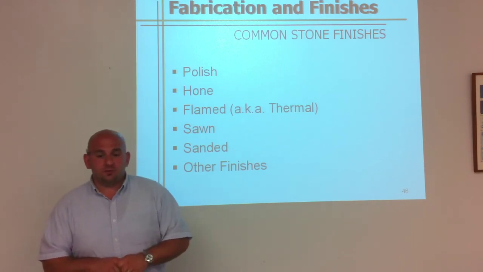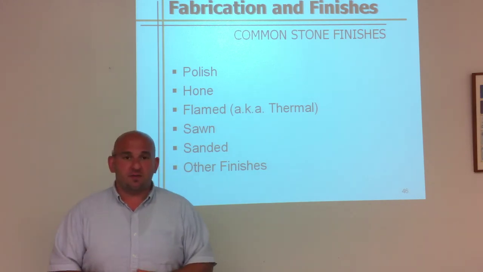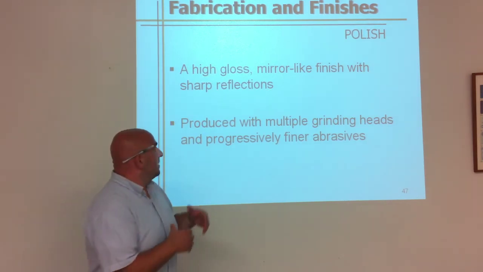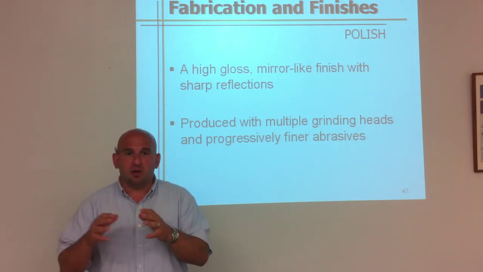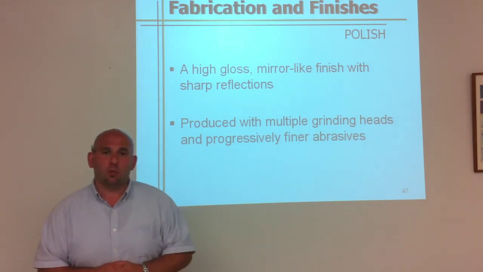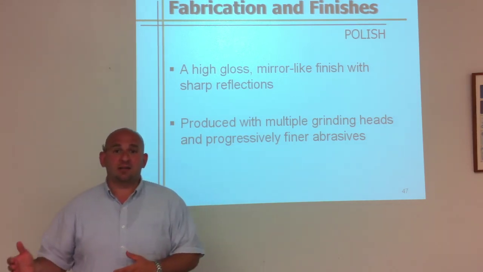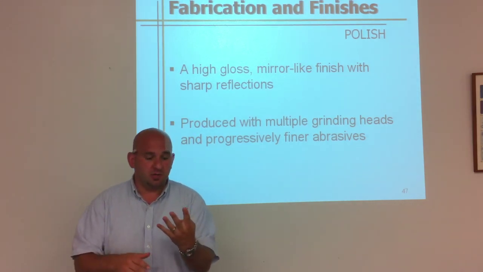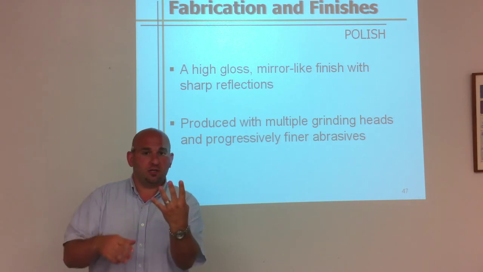Some of the common finishes to stone are polished, honed, flamed or thermal, sawn, sanded, and then there's many other finishes. We're going to talk about a few of the more common ones, like polished, which is basically a high mirror-like finish with sharp reflections. Basically, how this is achieved is by using multiple grinding heads, progressively with finer and finer abrasives, very similar to wood, where you're using sandpaper that has a much more coarse grit, getting down to the finer to smooth it down. So basically, if you look at the sawn finish of a stone under a microscope, it's going to have pores to it.